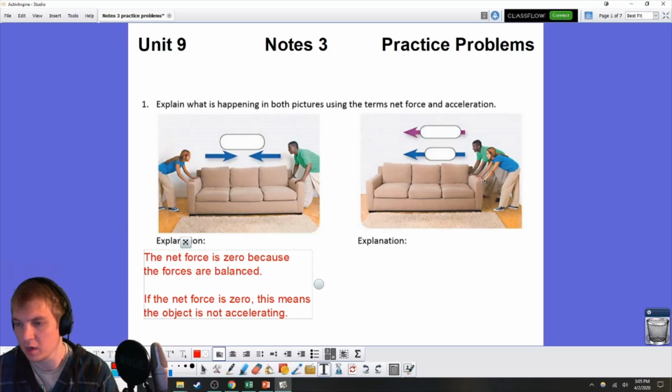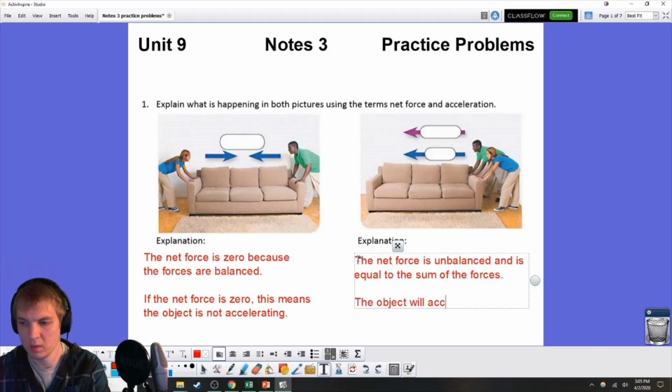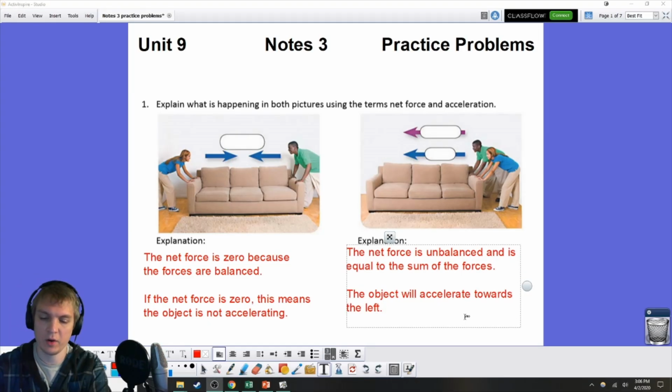In this next picture over here on the right side, obviously these two people are pushing in the same direction now, which is more effective if they want to be moving the couch. So over here, the net force is unbalanced and is equal to, let me start a new line, the sum of the forces. Okay, the object will accelerate towards the left.